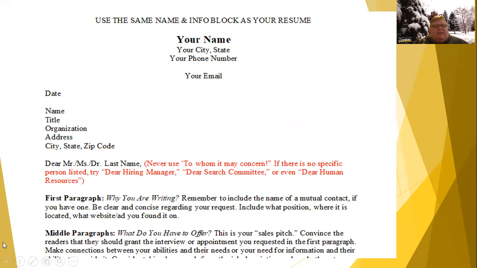This is what it looks like, kind of the top half of the letter. So your name block at the top, a date closest to when you're submitting, the name block of the organization here, and ideally you have a person with a title, and then that line goes here. I would say avoid the Mr. or Mrs. just because you don't want to make any mistakes there regarding gender. And then again, never use the to whom it may concern. And then it goes into the paragraphs.